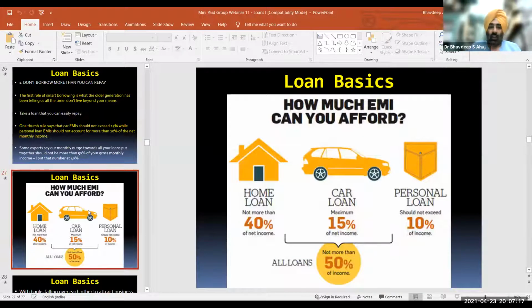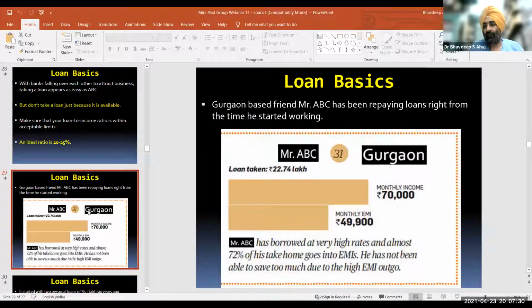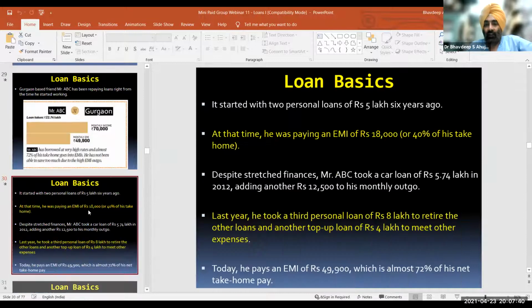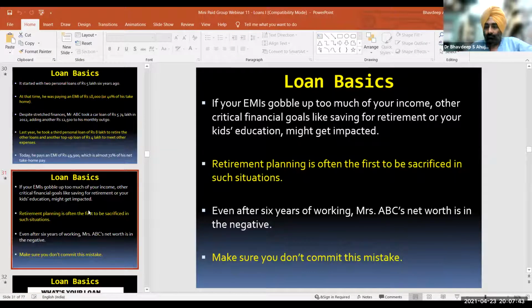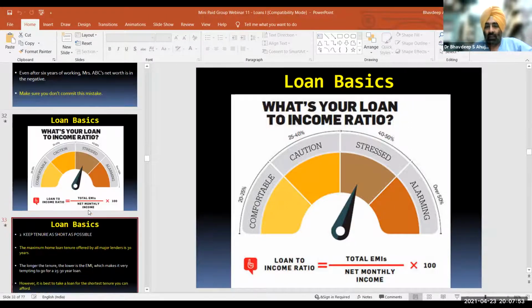I gave you the examples of a few colleagues, and the basic ratio, normally, should not be more than 50%. I put that number at 40%. The ideal ratio is 20 to 25, because if you're paying a huge percentage of your take home salary as a loan, you will not be able to enjoy life in the present, and you are making the bank rich only by that. So the net worth would still be negative in those cases. So as I said, 20 to 25 is the ideal ratio. Anything beyond that is many a time a cause of concern.